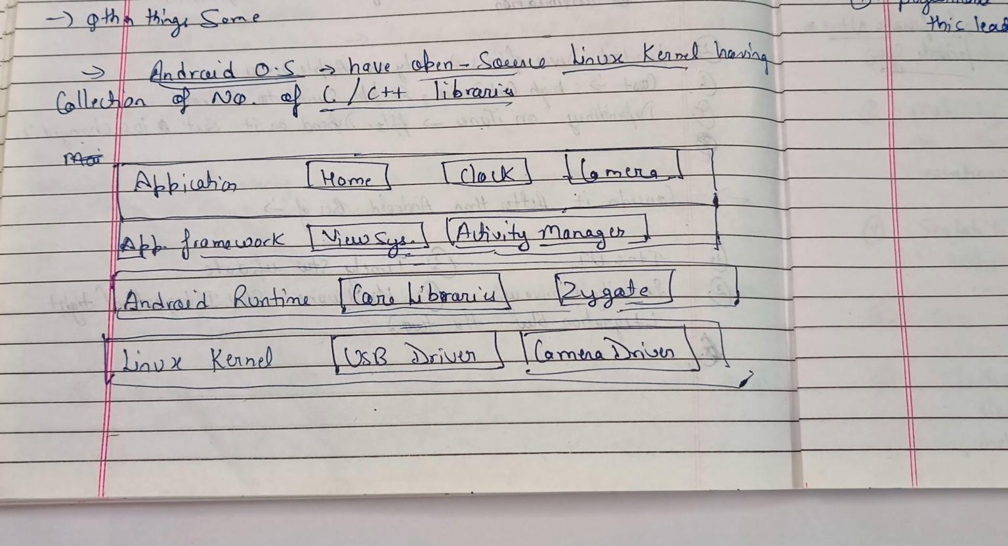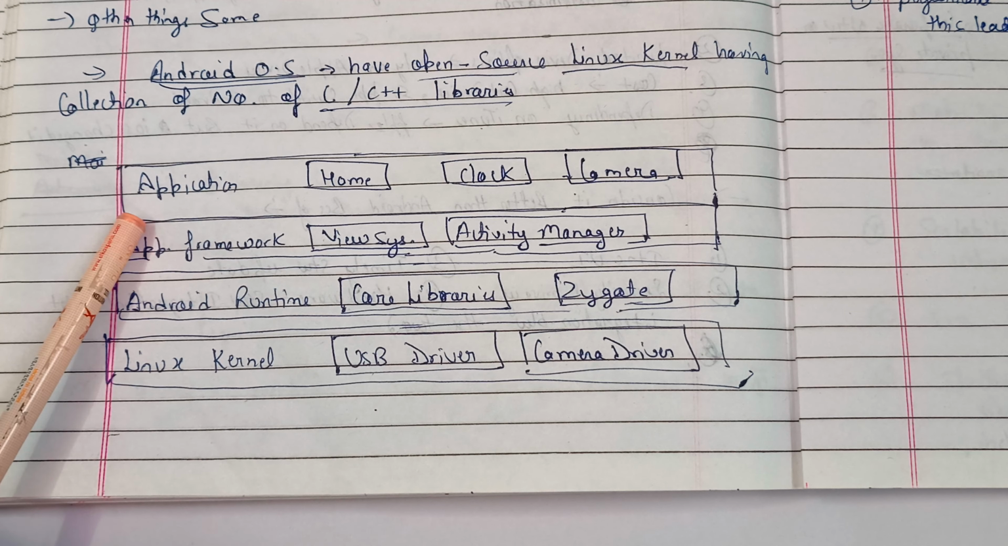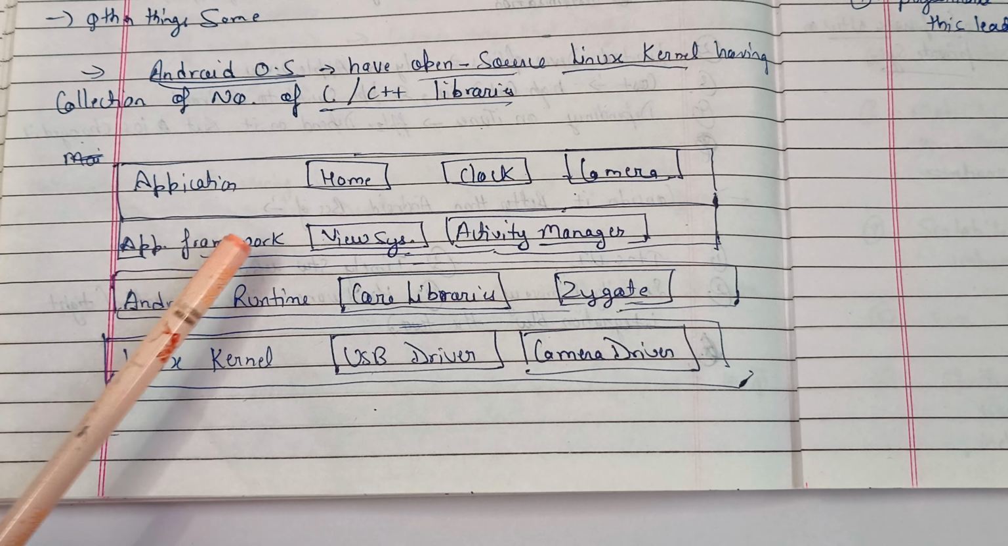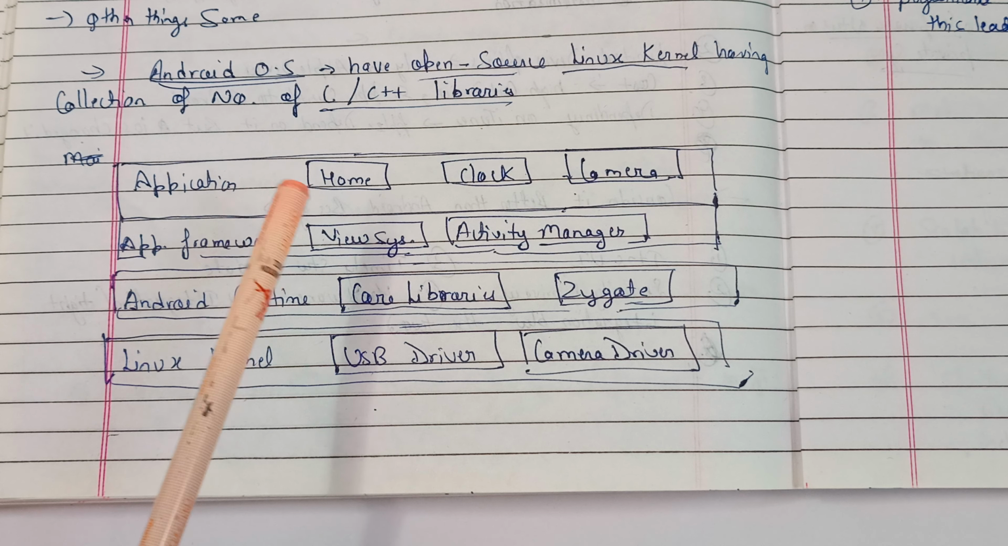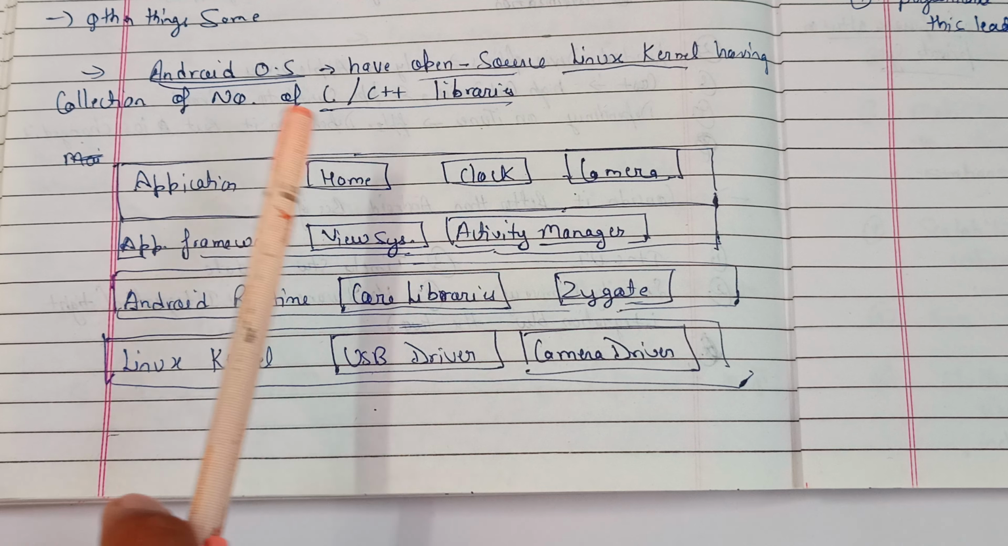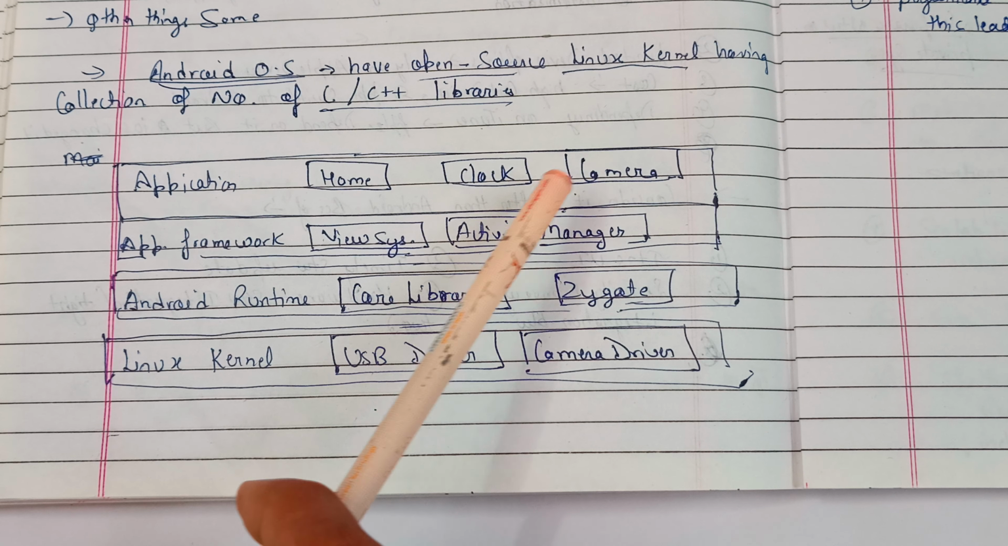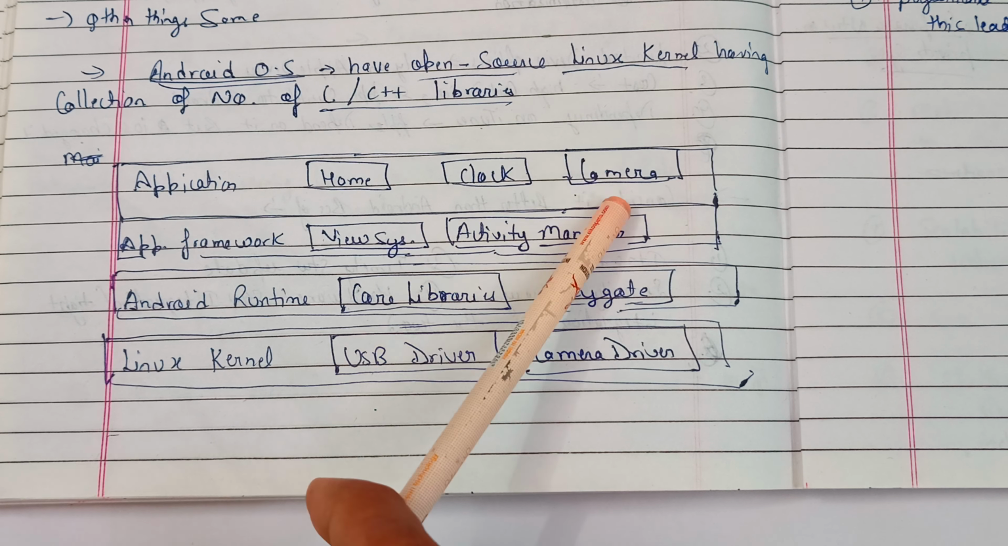Now let's come to the diagram and its processes, how the process goes. So first you can see that there is the application. What is the application? The application just represents the UI, the user interface, which the user is going to see. In the application there is a home screen, then there is a clock, then there is a camera. So all those things come under the application.